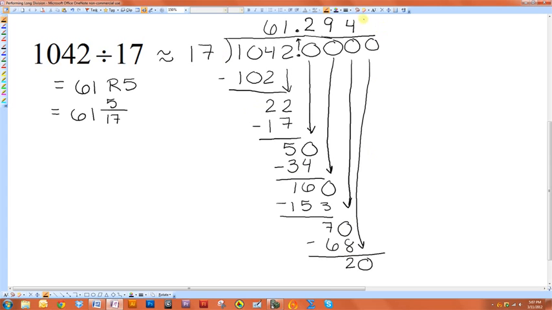17 will go into 20 one time. And since we're going to stop here, we don't need to do the minus 17. You could keep going to more decimal places, but we're only going to do 3. So 17 goes into 20 one time. So because this number is a 1, this one needs to round down to a 4, so it is approximately equal to 61.294. And that's it.